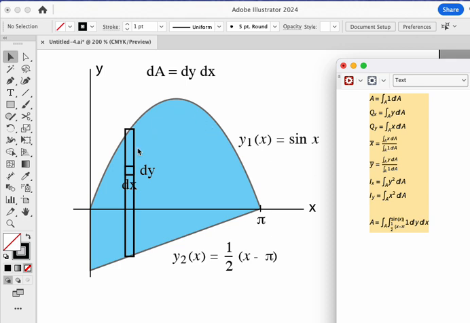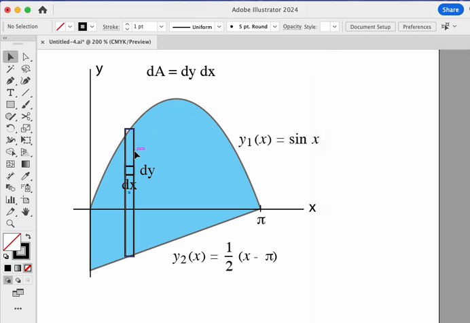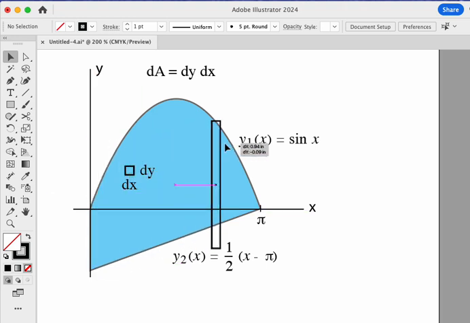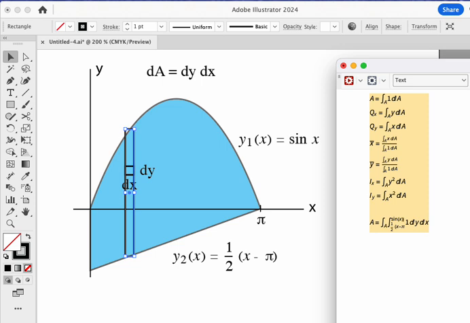And now what I need to do is take this guy right here and sweep all the way from the left to the right. So I'm going to go from 0, which is as far left as this shape goes, to pi, like that. And that's how you set that up.